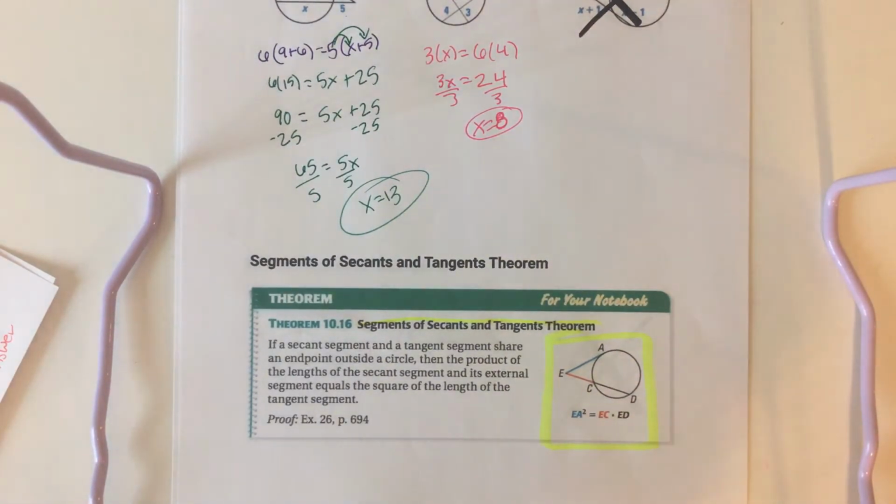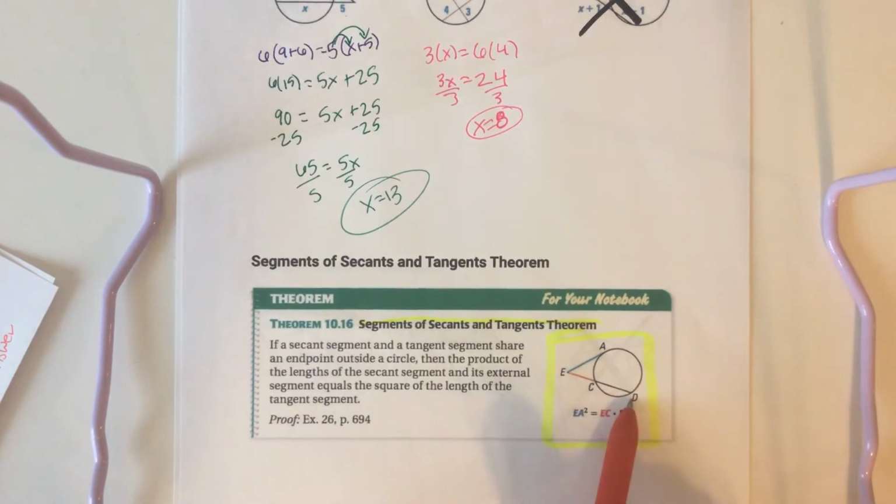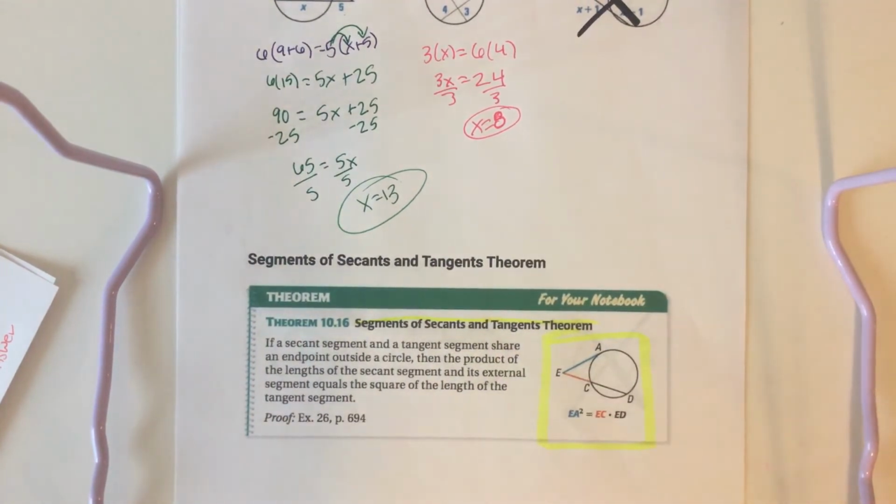Basically, the tangent segment's the segment that doesn't actually cross through the circle. It stops at the outside of the circle. We're going to square that and set it equal to part times whole of the segment going through the circle. And that's our last theorem here. So again, just another equation we're going to be using when we have a different setup with the circle.